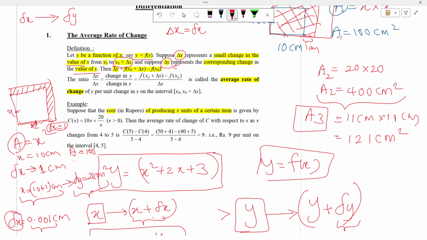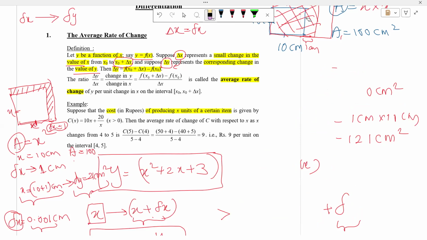So if it's the area, definitely it will increase, right? Maybe with some different relation, a different function, they will decrease. It's up to the functions for which they are created. So now, how can we find out? Just look here.